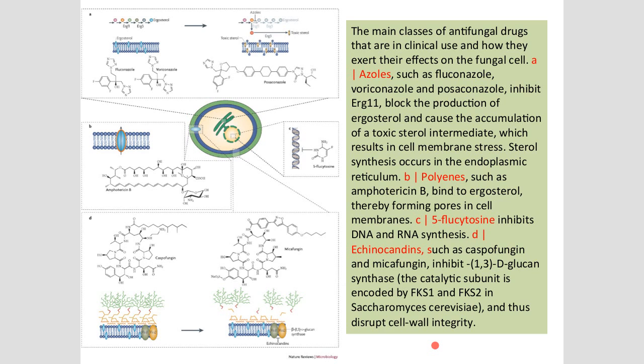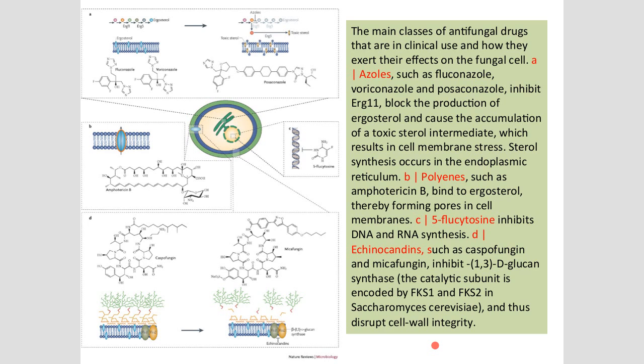The third line of drug is 5-flucytosine, and that inhibits DNA and RNA synthesis. But keep in mind, this is more of a stoppage of macromolecular synthesis, nothing to do specifically with fungi. It could be used as an anti-cancer drug as well, because the mechanism is the same. You want to stop that cancer. So when we talk of anti-cancer drugs, we will also talk of 5-flucytosine.